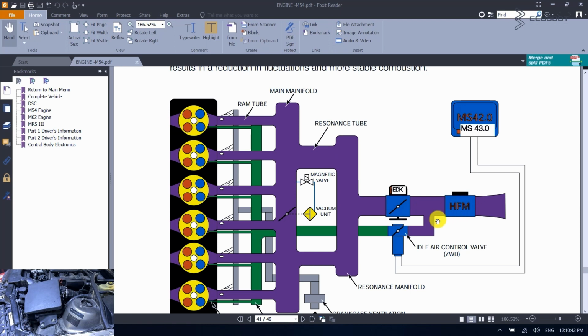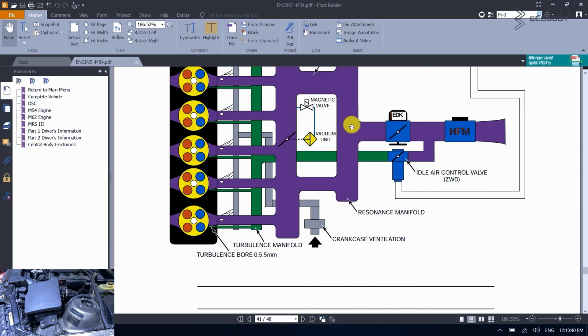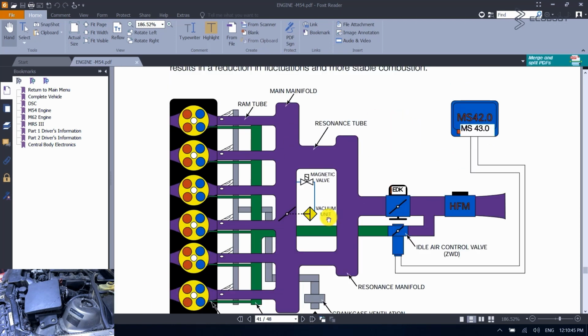So for this car, there is no problem with the mass airflow sensor. I suspect there must be a problem with the air intake system. There might be a leakage along there somewhere.